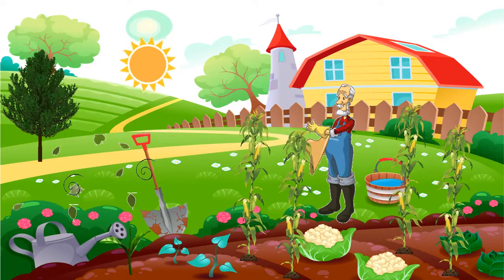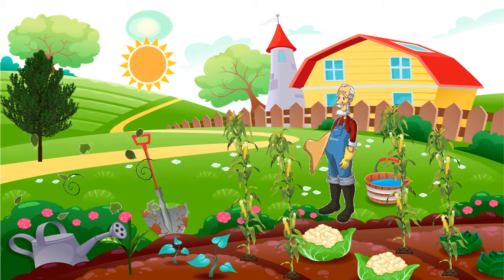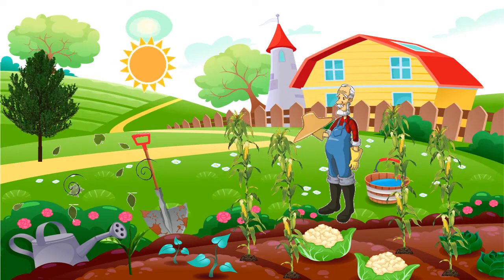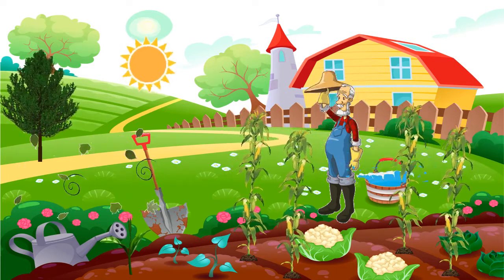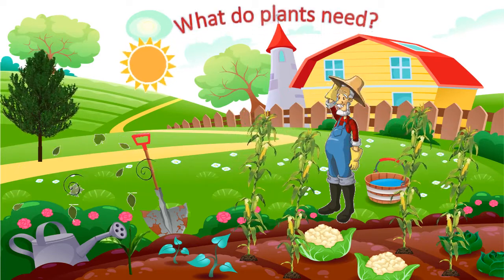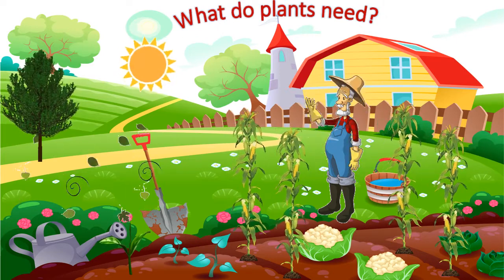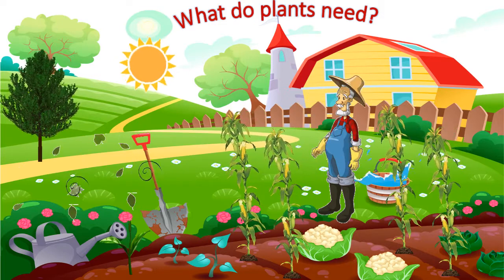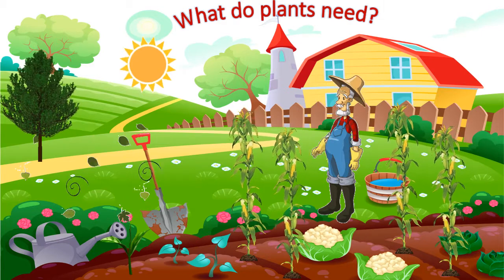Let's take a look at this picture. What do we see in front of us? Excellent! We can see a farm with lots of crops and plants. So, do you remember what plants need to live and grow? Well, plants need 5 things to live and grow, so let's remember them together.